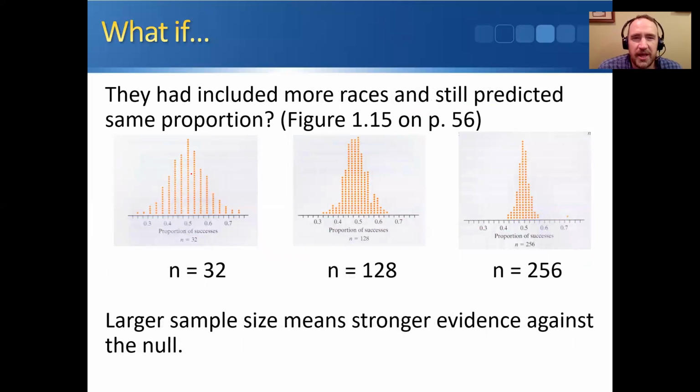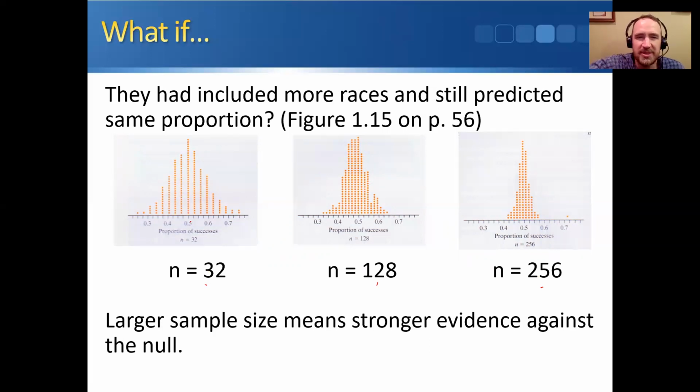What if they had included more races and still predicted the same proportion? So this is what if everything else had stayed the same? They had still predicted 71% of the races correctly, but instead of just 32 races, they had checked out maybe 128 races or even 256 races. It might seem like, hey, same statistic, we should have the same strength of evidence. That's kind of a natural idea. However, something interesting happens with our null distribution.